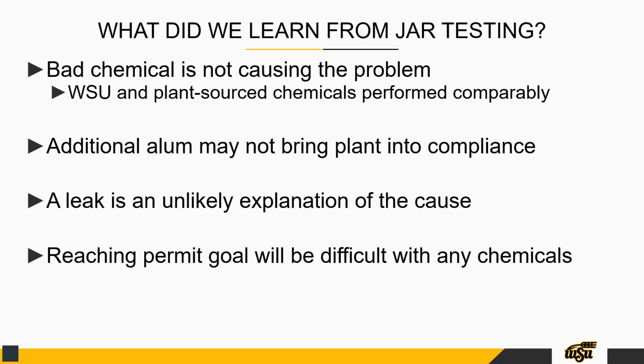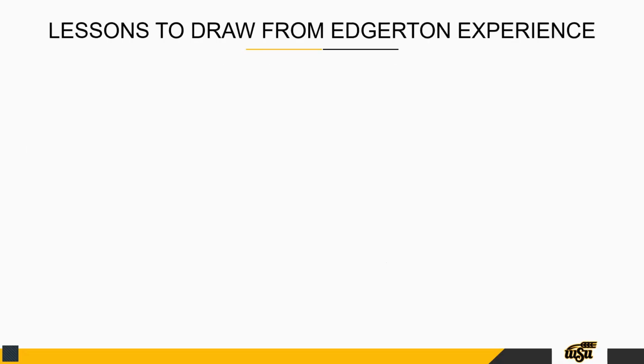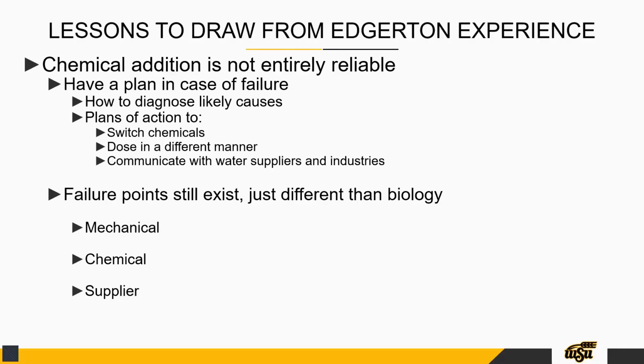We also found that with the chemicals that we tested, reaching that permit goal of 0.3 was going to be difficult with any of them. So more exploration might be needed, something proprietary, maybe one of those rare earth, maybe a PAC, maybe additional filtration after that as well. So what do you draw from that?